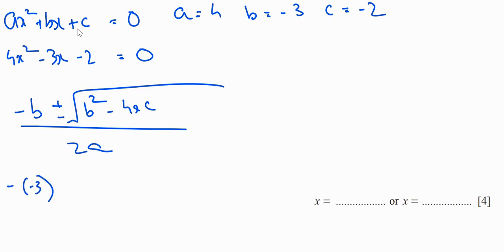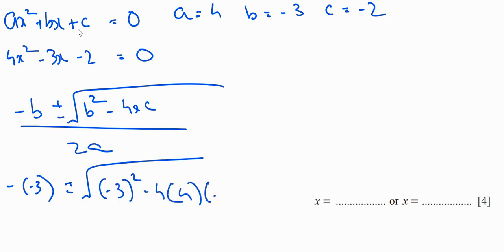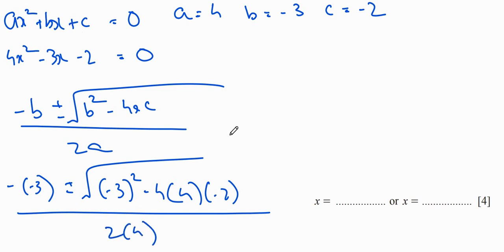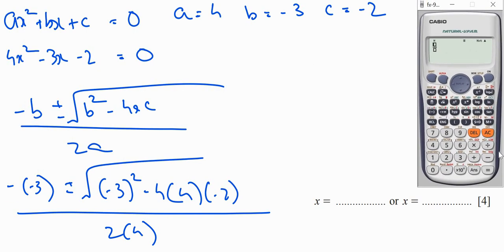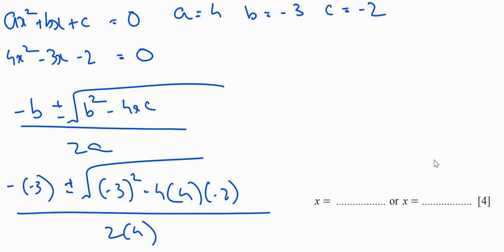Alright. Negative negative 3 plus minus under root b square, which is negative 3 square minus 4 multiplied by a multiplied by c upon 2 multiplied by 4. Okay. So let me solve this. Let's just put this into the calculator. Negative negative is positive, so I'll just write 3 plus minus. So first I'll solve the plus part.